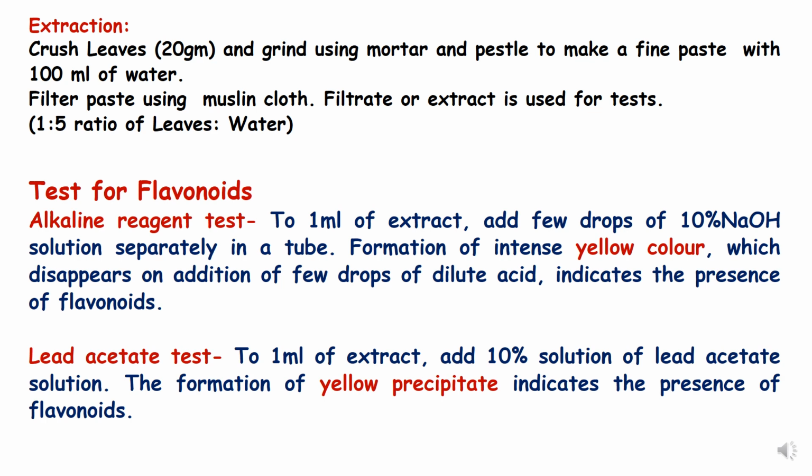And the second test is lead acetate test. So to 1 ml of extract, we add 10% solution of lead acetate, and the formation of yellow precipitate indicates the presence of flavonoids.